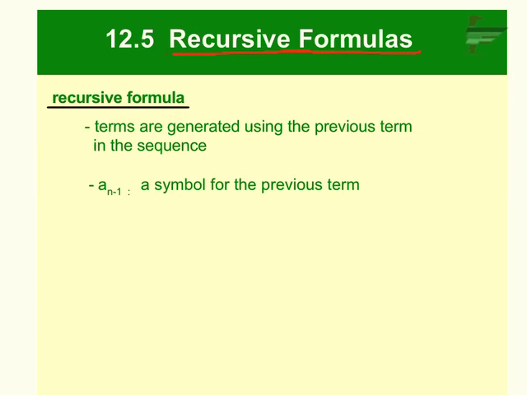This is where you need to be given the first term and you build off of the first term to get the next term. These are those rules where you saw this symbol A with a subscript of n minus 1. And if you think about that as a symbol for the previous term, so that means previous term, these are no big deal.